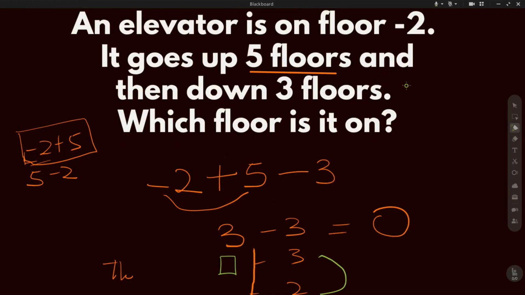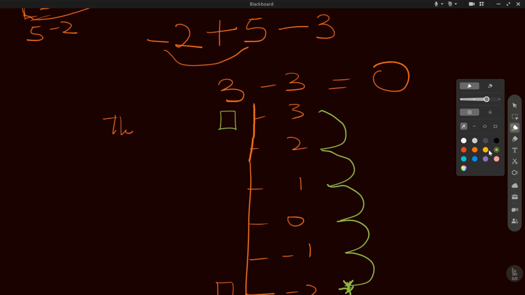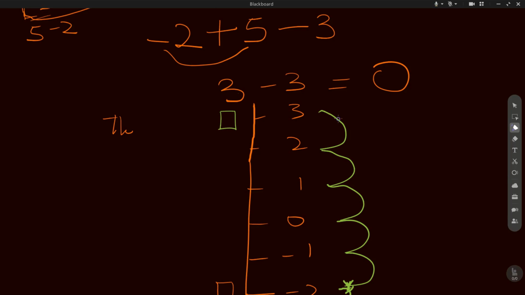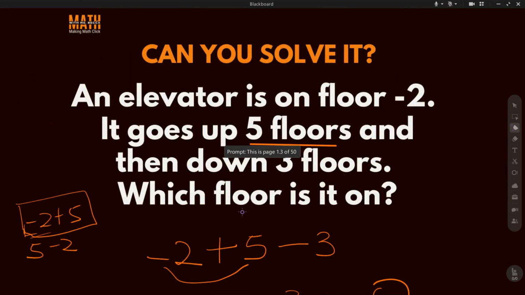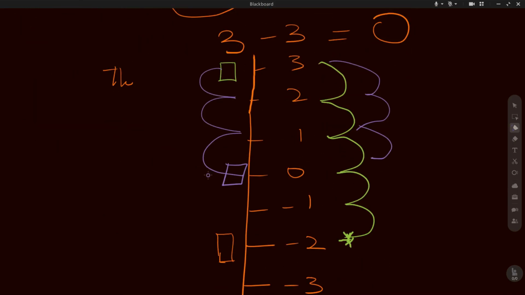Now, then it goes down 3 floors. Now let's move the elevator down 3 times. So from this place, it goes down like this: 1, 2, and then 3. So the elevator is stopping here, because then it says which floor is it on. So the elevator will be on floor 0.